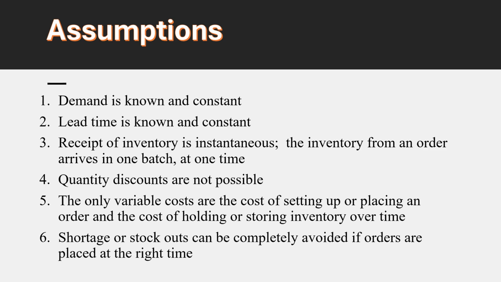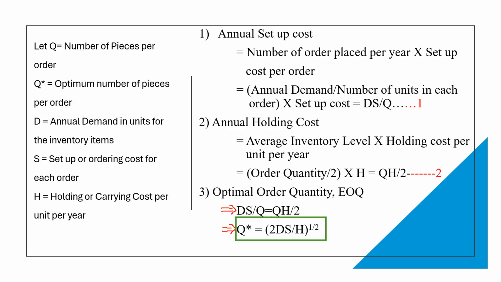Sixth assumption is that shortage or stock out can be completely avoided. Once you get the raw material, whatever inventory you have, up to the completion of your product, there should not be any type of stock out or any type of shortage involved in the system. On that basis, the complete derivation of the inventory system, or you can say the economic order quantity model, has been established. Let's see what the process is to do that.